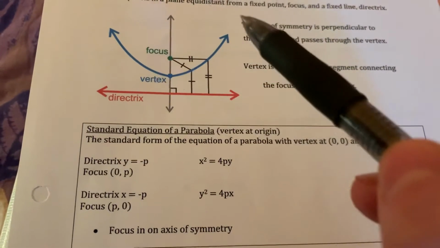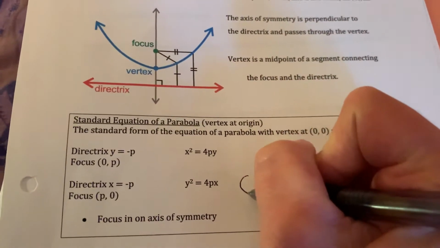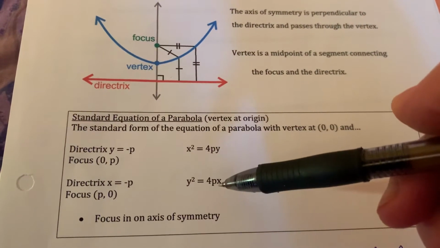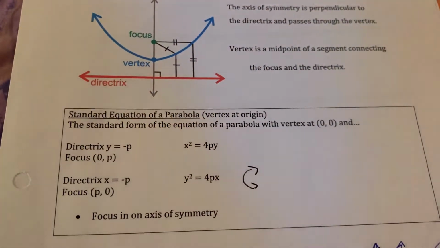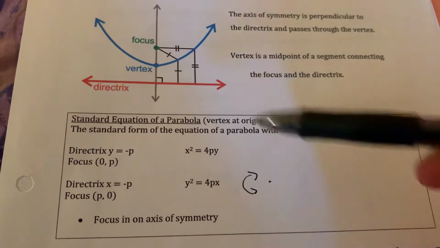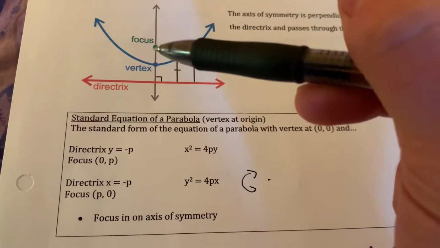And then if your parabola goes this way, then it's a y squared equals equation, and p would be your x value. Yeah, it would be your x value because it would be out here and it would be along the x-axis. When it's this way, your focus is just a y value.